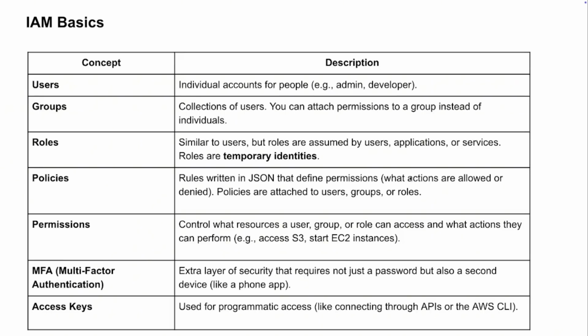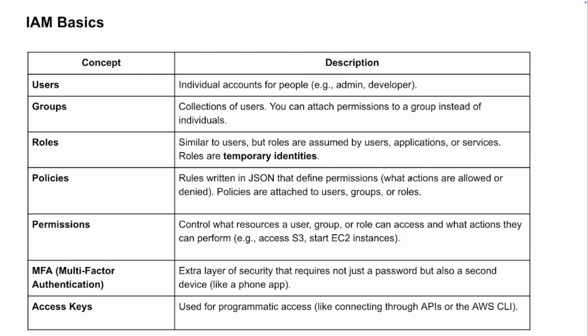Now IAM basics. The concept around IAM is distributed around these components: users, groups, roles, policies, permissions, multi-factor authentication, and access keys. Users are the individual accounts for people, whether it's an admin or a developer, as the case may be. Groups are collections of users, so you can attach permissions to a group instead of an individual. So you can create a group, add users to this group, and attach a policy or permissions to that group. These permissions assigned to the group would affect all the users.